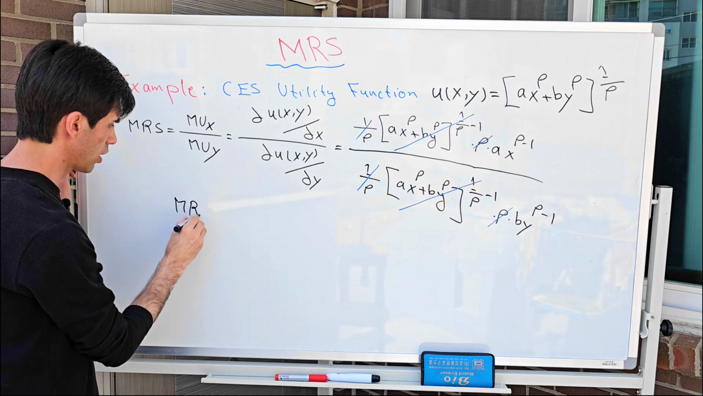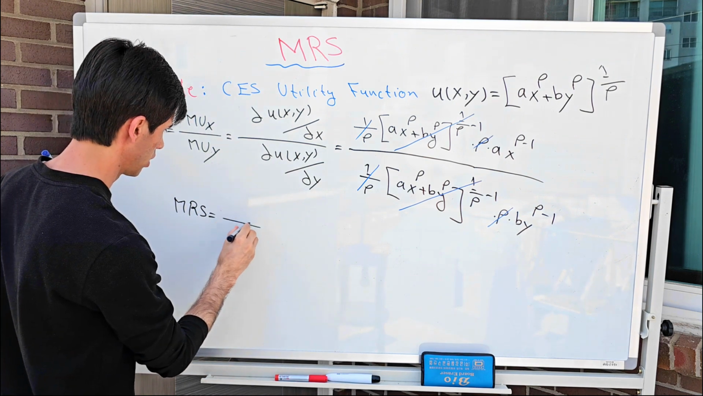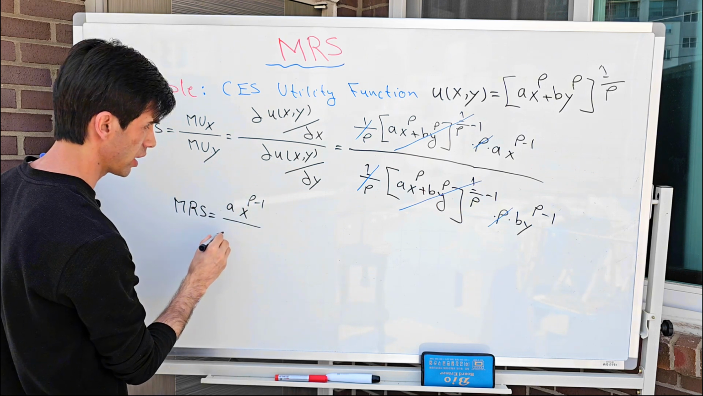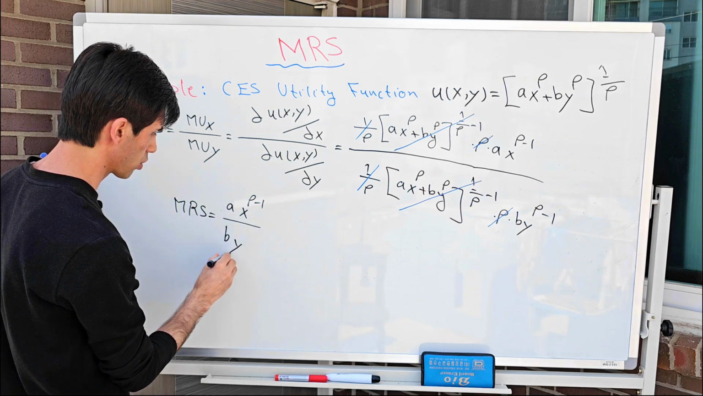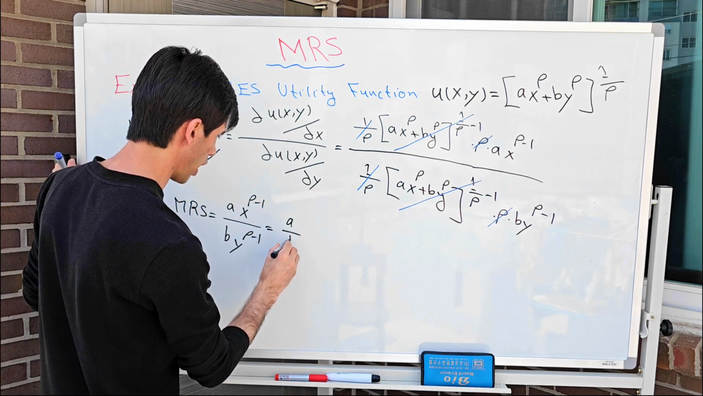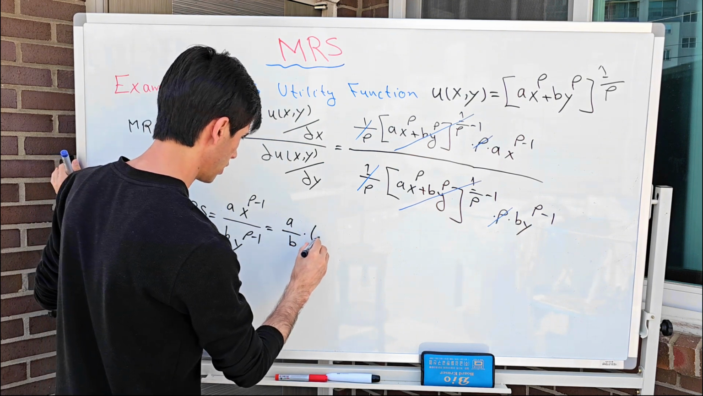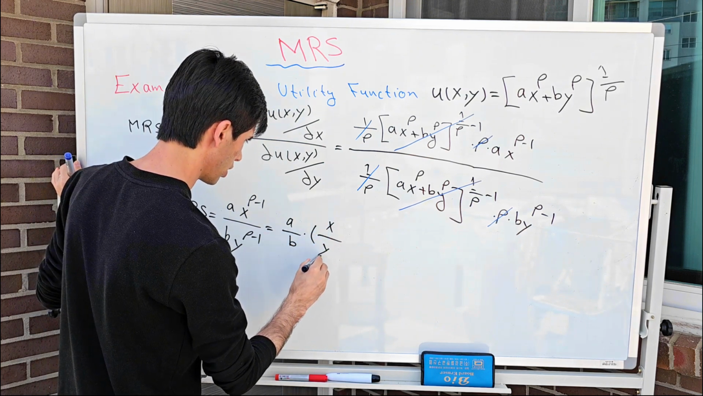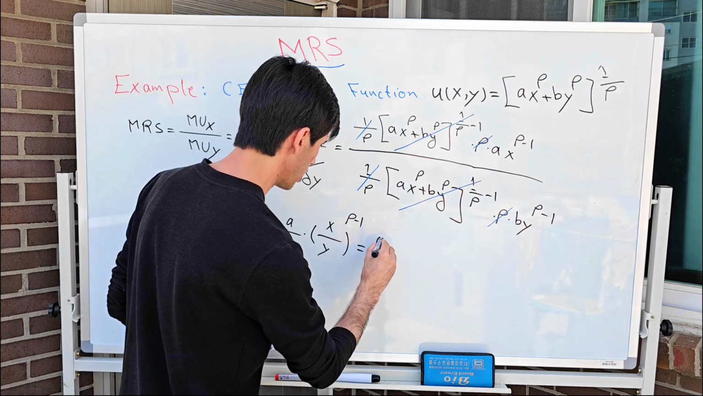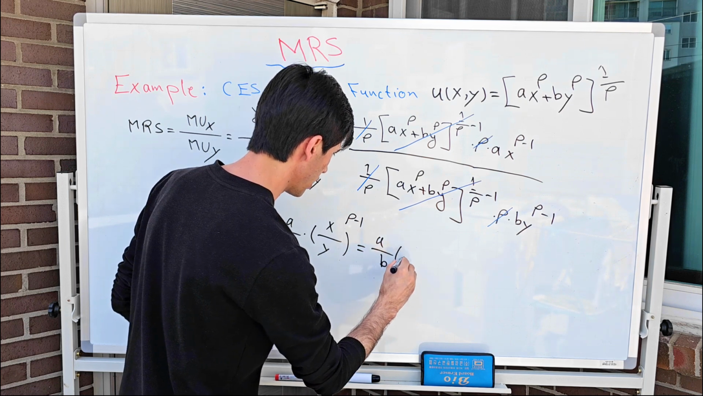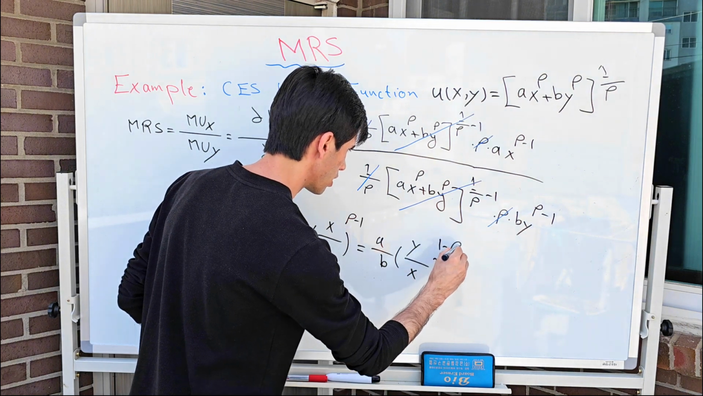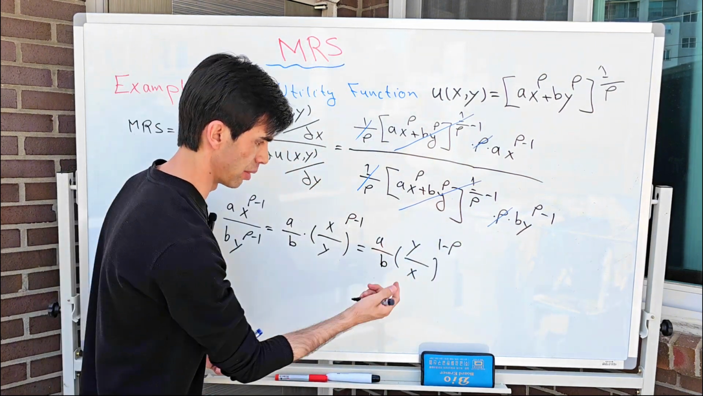the marginal rate of substitution equal to ax to the power of rho minus 1 divided by by to the power of rho minus 1, and it can be equal to a divided by b multiplied by (x divided by y) to the power of rho minus 1, or we can write a divided by b multiplied by (y divided by x) to the power of 1 minus rho. Either this term or this term, both of them are okay.